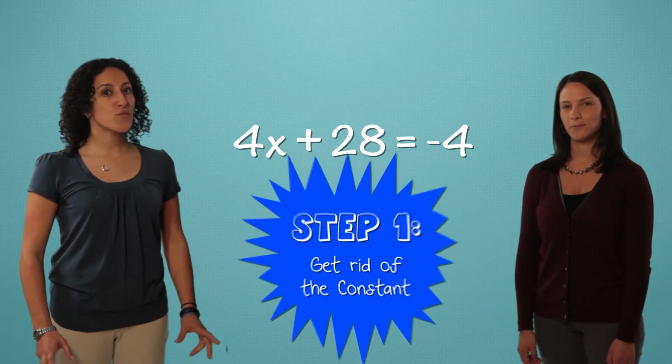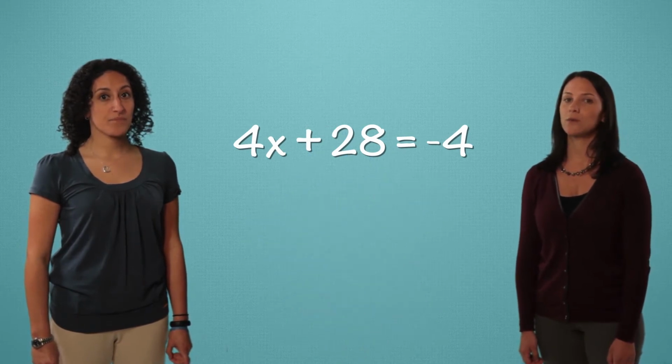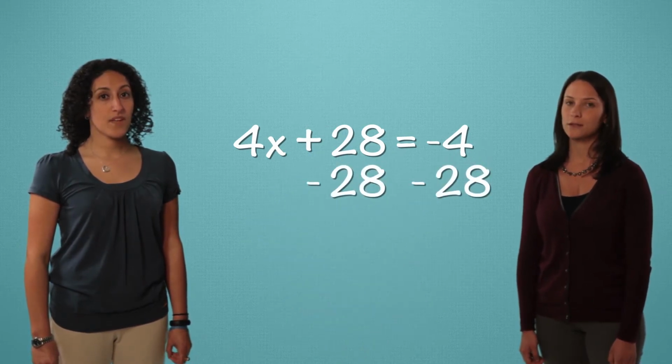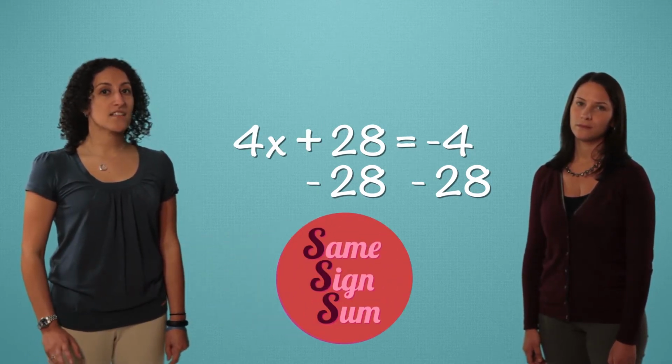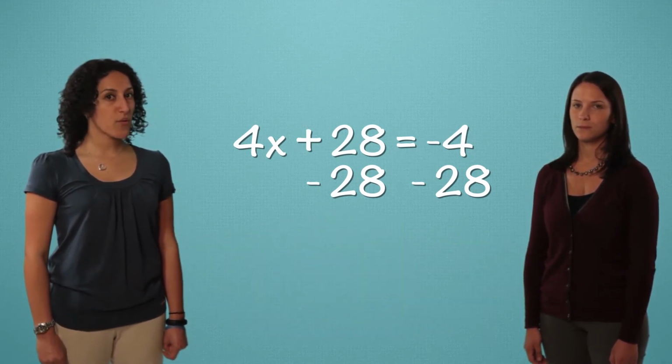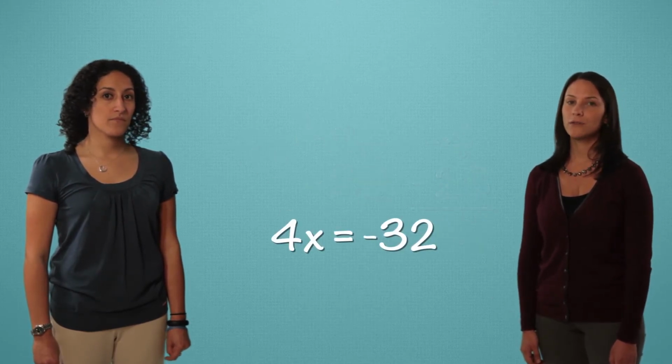Easy. First, we deal with the lonely number, the constant. To get rid of a positive 28, we subtract 28 from both sides. Negative 4 minus 28. Remember, same sign, sum. Negative 4 minus 28 is negative 32. Now we have 4x equals negative 32.